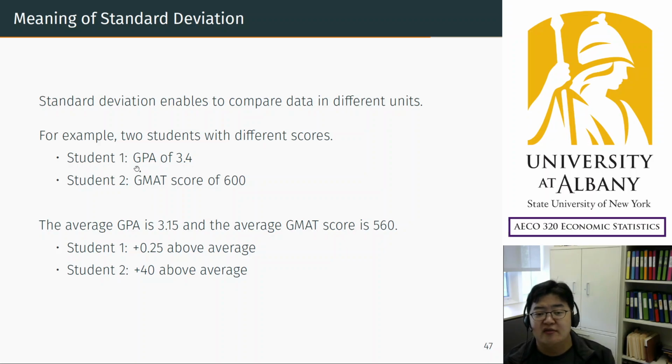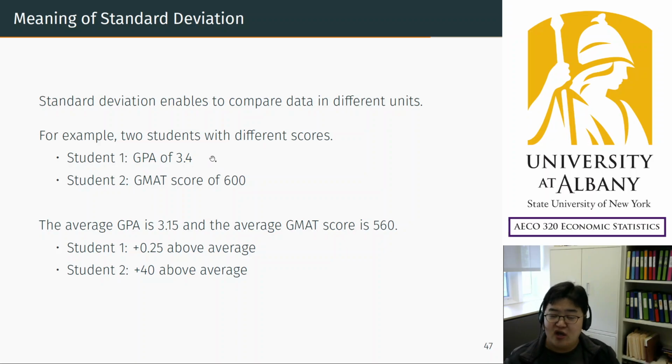Student 1 has a GPA of 3.4 and student 2 has a GMAT score of 600. This is a problem because the first student has a GPA with a maximum of 4, and student 2 has a GMAT score which looks like 20 times larger, but you cannot say the GMAT score is 20 times larger. They are not comparable, right? This is the problem with different units. The units for GPA and GMAT have different scales.